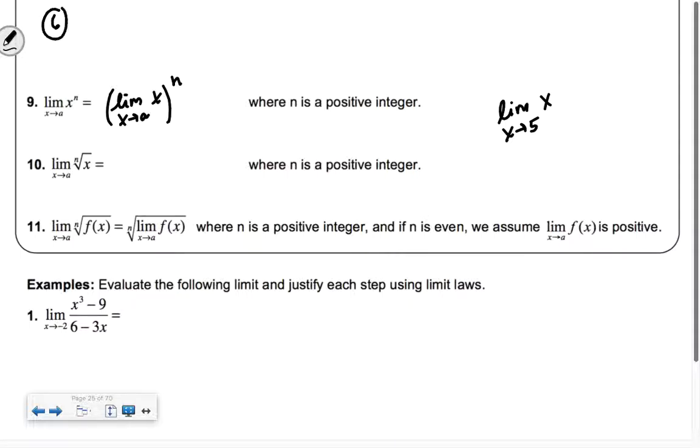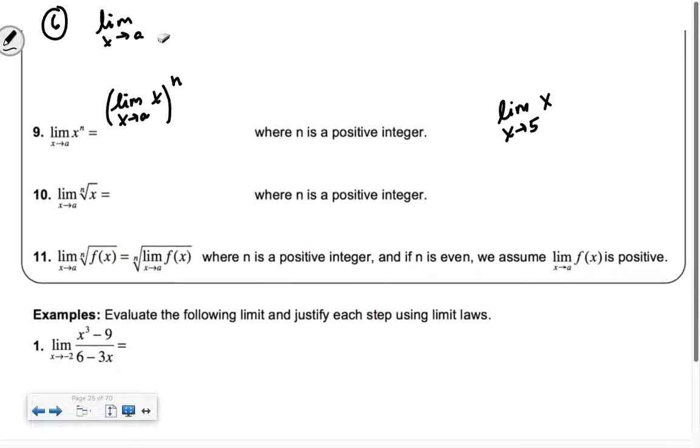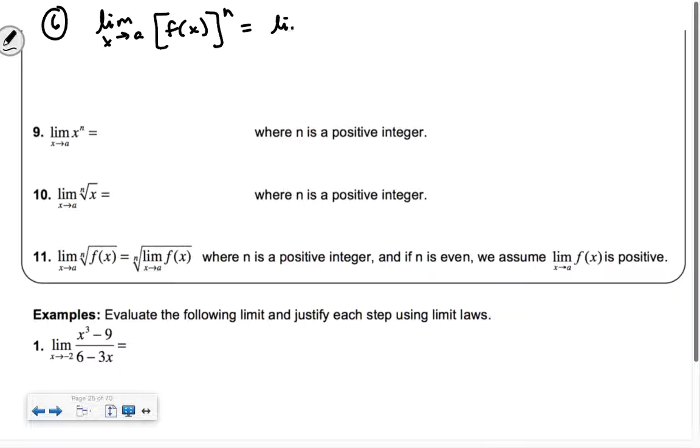All right, so let's do number 6. So number 6 says the limit as x goes to a of f of x raised to the n is going to be the limit as x goes to a of f of x, and then it's all going to be raised to the n. So you can pull the limit inside of that.